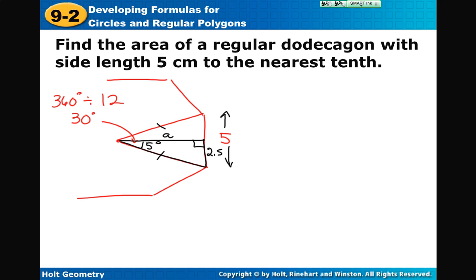And I'm trying to find the apothem. We did that type last chapter. Okay, trig ratios. Opposite and adjacent would be tangent. So tangent of 15 degrees would equal 2.5, which is opposite, over apothem, which is adjacent. And I cross multiply. I have to divide by the tangent of 15.